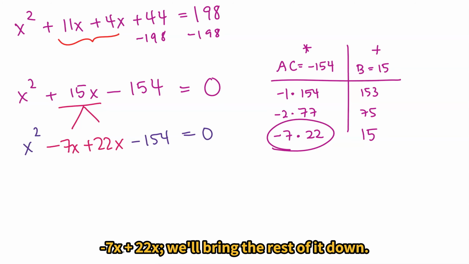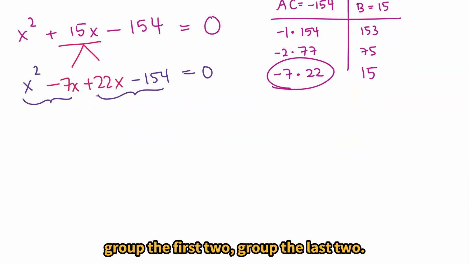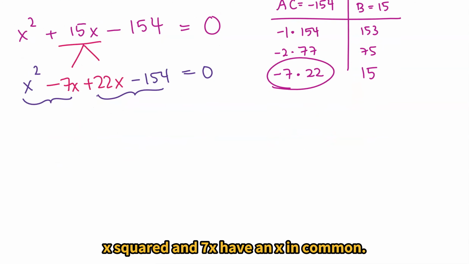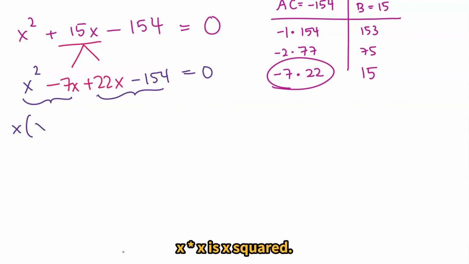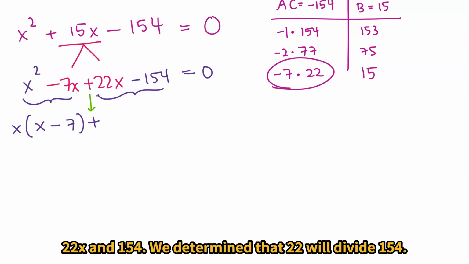We'll bring the rest of it down. Factor by grouping. Group the first two. Group the last two. X squared and 7x have an x in common. X times x is x squared. X times negative 7 will give me negative 7x. Bring that plus sign down.